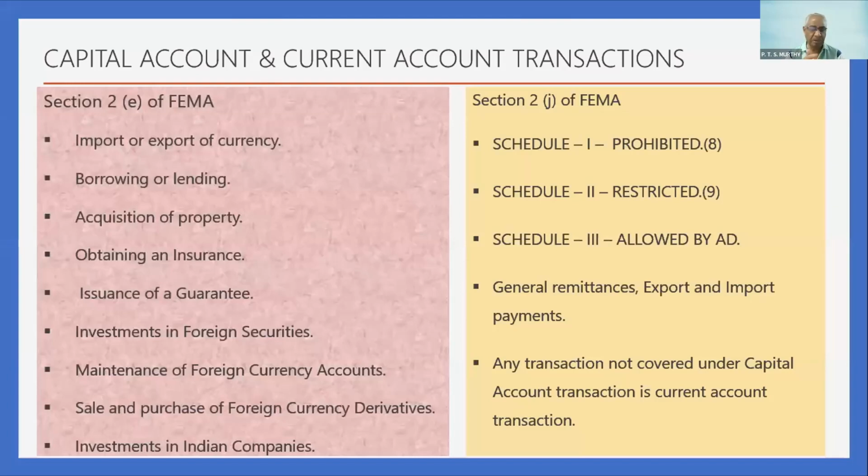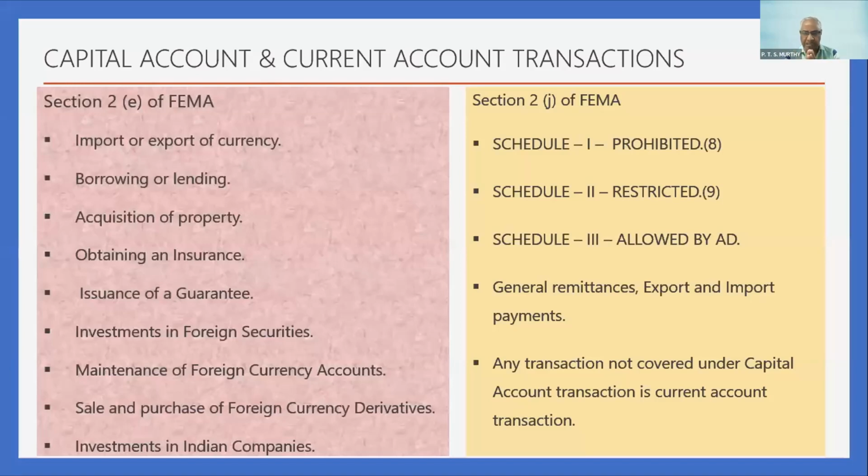No issue. Good. Then sale and purchase of foreign currency derivatives. Maintenance of foreign currency accounts. Let's suppose an NRI is maintaining an NRO account with us, or an FCNR account with us. They are all foreign currency accounts which will be treated as a capital account transaction. Investment in Indian companies, ODI, FDI investments, FPI investments, all these will be treated as capital account transactions. This means they have categorically identified which transactions come under the capital account transactions.